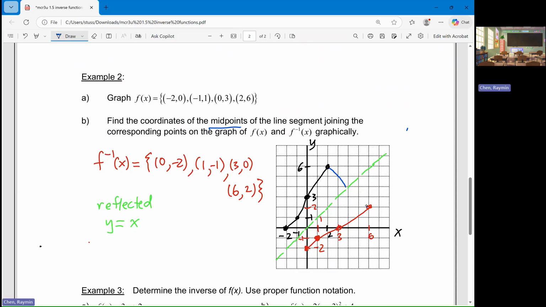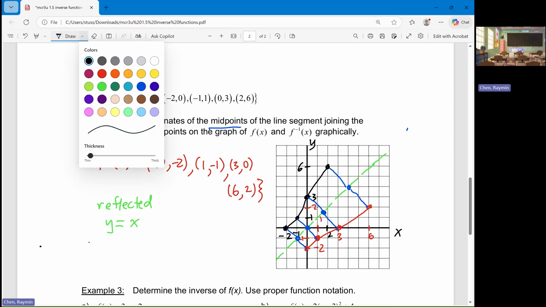So this point and this point, notice they meet right here. Notice this point and this point, whatever that value is, meet right there. Notice this point and this point, meet right there. Notice this point and this point, meet right there.